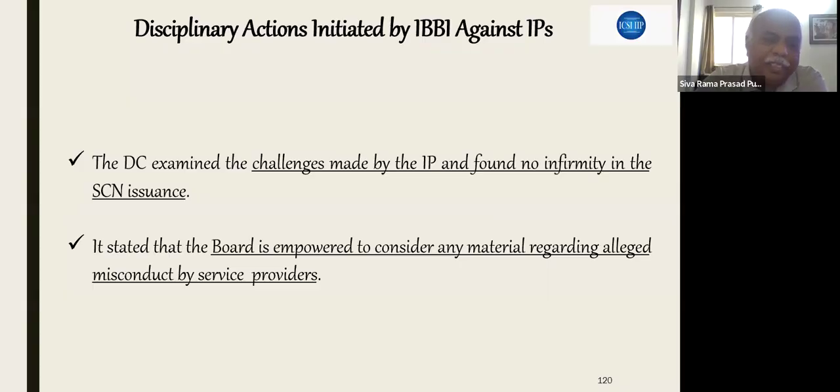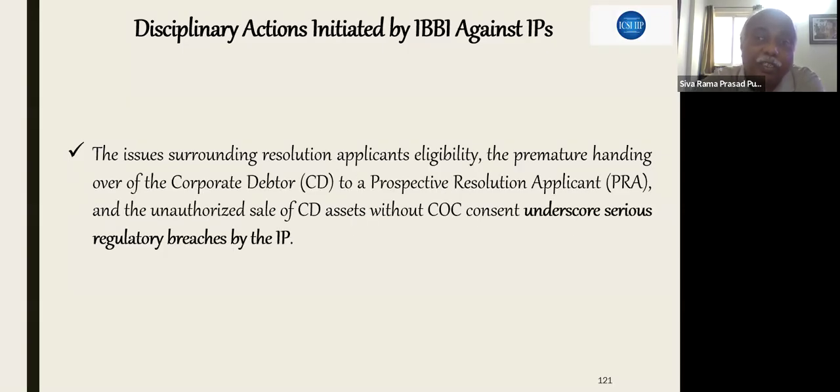Learning lesson. The DC examined the challenges made by the IP and found no infirmity in the show cause notice issuance. It stated that the board is empowered to consider any material regarding alleged misconduct of service providers. The issue of surrendering a resolution applicant's eligibility, the premature handing of the corporate data to a prospective resolution applicant, and unauthorized sale of a CD's asset without COC consent underscore the serious irregularity and breach by the IP.